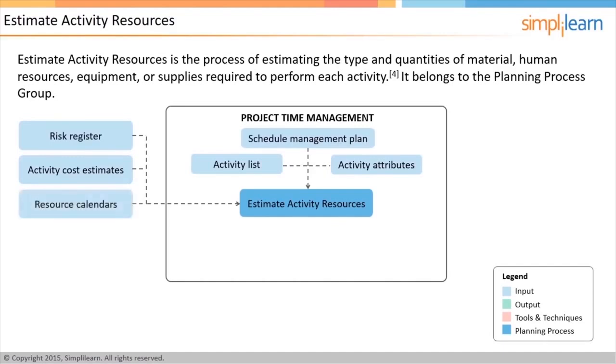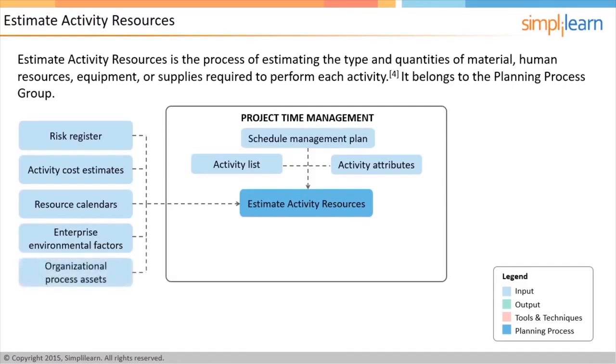Along with this, the resource calendar is also an important input because it has the information about the availability of each of the resources. Some of the enterprise environmental factors that can influence estimating activity resources are availability of required resources within the organization. The organizational process assets is also an important input, as the organization might have standard policies for staffing or for hiring contractors on the project. With all these inputs available for estimating activity resources, there are various techniques used for estimating the required resources.